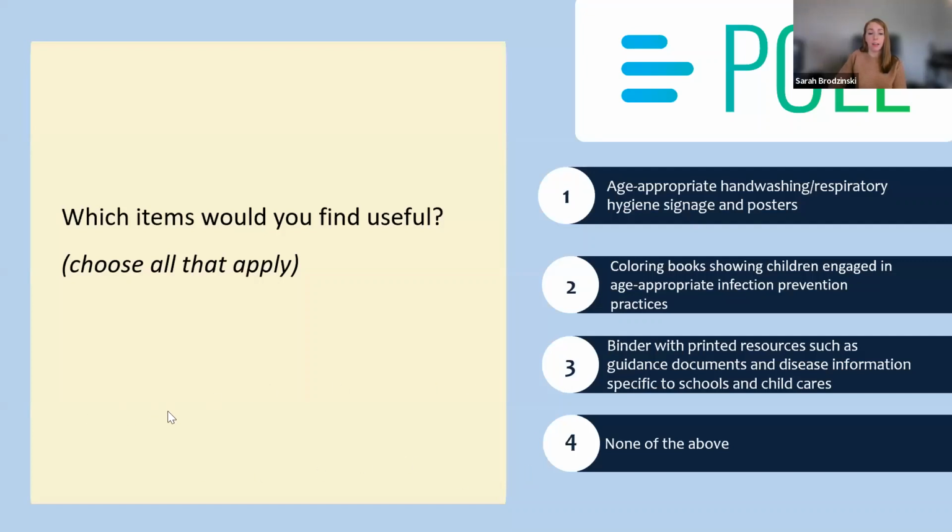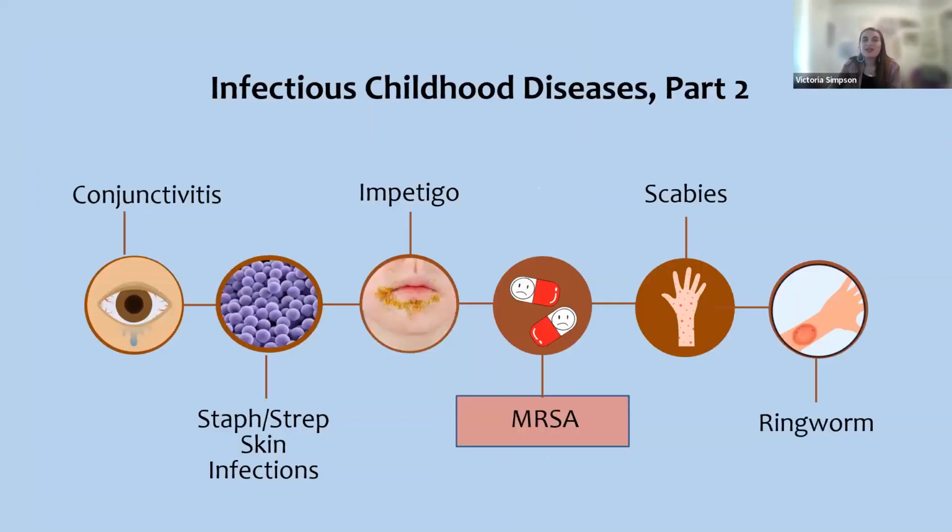And next up, we will now transition over to my colleague, Victoria, who is going to be talking a little bit about MRSA with us today. Thank you, Sarah. So now let's transition to MRSA. MRSA stands for methicillin-resistant Staph aureus. MRSA is a strain of staph bacteria that has developed a resistance to certain antibiotics on the market, such as the antibiotic called methicillin. So the main difference between MRSA and the other staph skin infections we've already discussed today is the type of antibiotics that can be used to treat it.